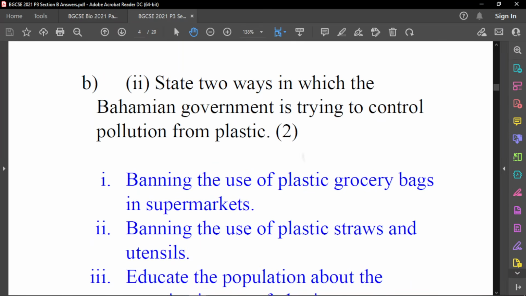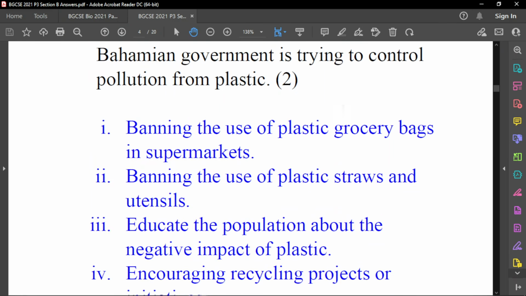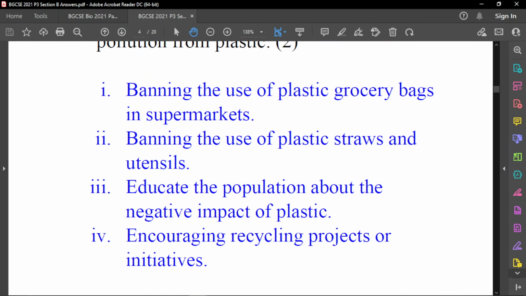Another thing here with part B2 is state 2 ways in which the Bahamian government is trying to control pollution from plastic. For 2 marks again, I'll give you some extra. One is banning the use of plastic grocery bags in supermarkets. If you go to the food store, they don't have those original plastic bags you used to have before. Now you have to carry home supermarket bags. They may have the small ones, yes. The banning of the use of plastic straws and utensils is another one that was implemented.